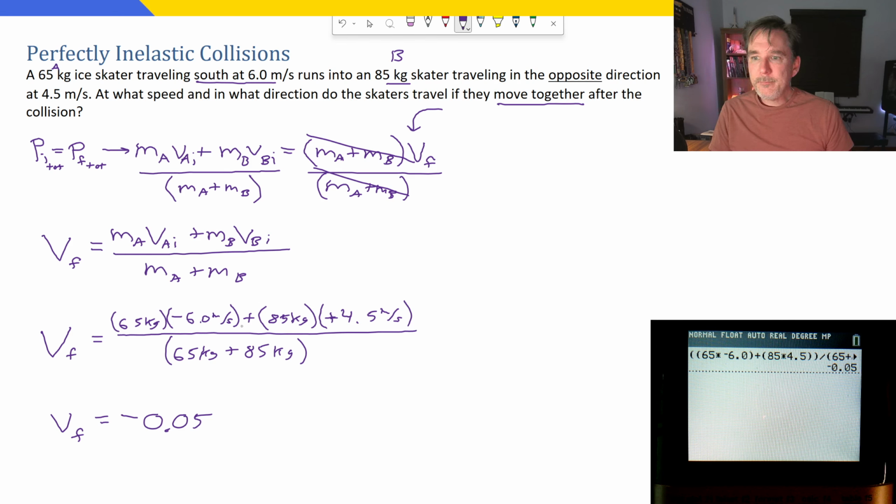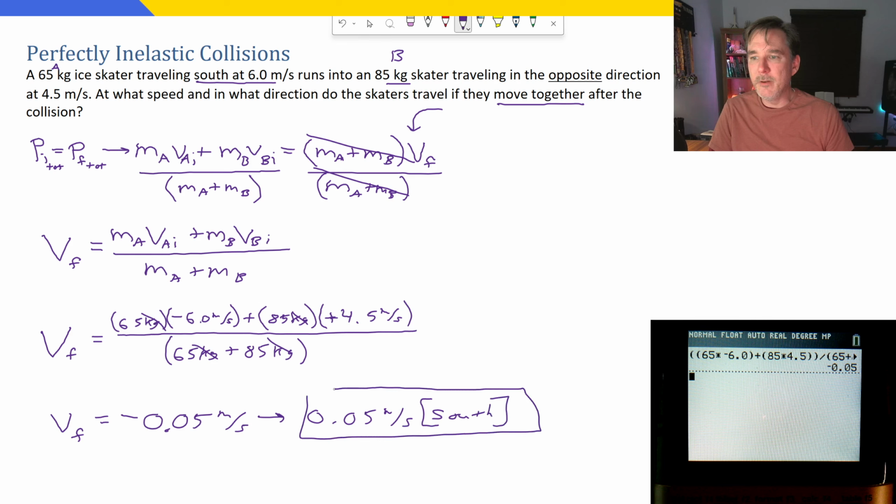right? Once you do this, everything gets added together. So the kilograms down here are going to add together. They're going to combine. They're like terms. And then these kilograms over here and these kilograms, basically all the kilograms are going to cancel out with each other. And that will leave you with just meters per second. All right. So we did get a negative number, which means that the final velocity is 0.05 meters per second to the south. Okay, that's what our negative number means.